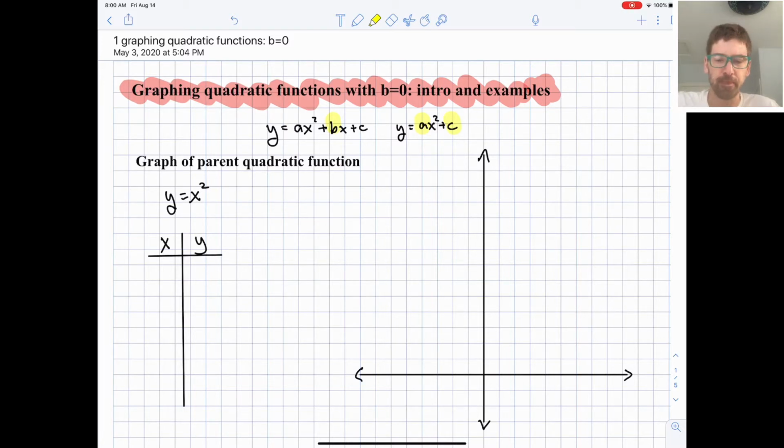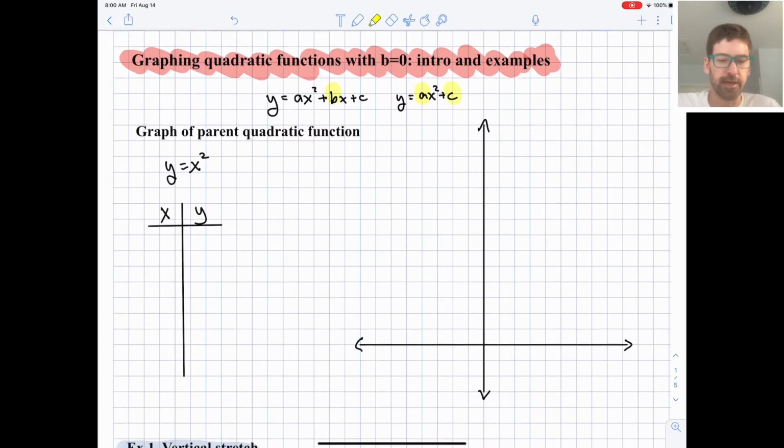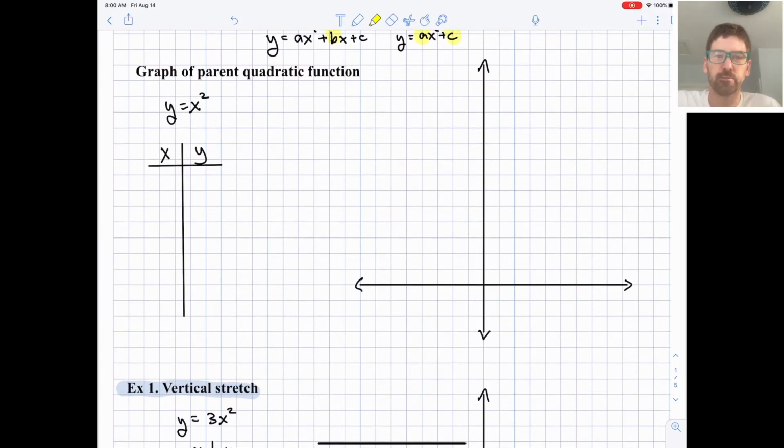First, though, what I want to do is graph what we call the parent quadratic function, which is the most fundamental parabola. Parabolas are what we call the graphs of quadratic functions. And so this function is y equals x squared. And I'm going to take you through making a table and then plotting those points and sketching the curve to do that. So let's just plot a basic set of points where x goes from -3 to 3.